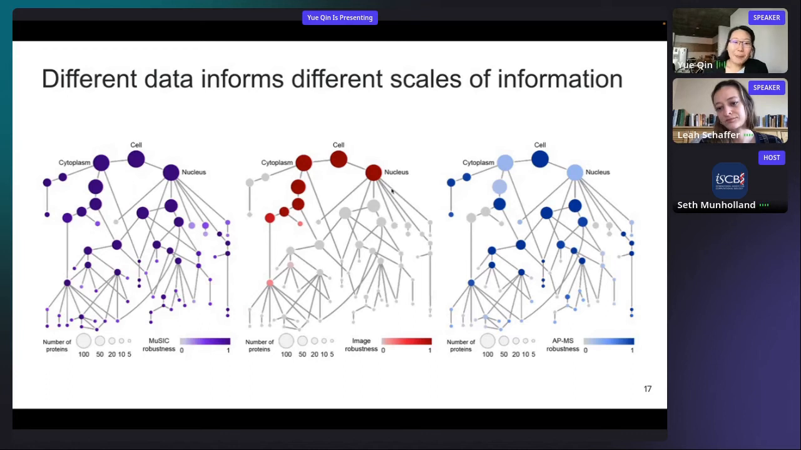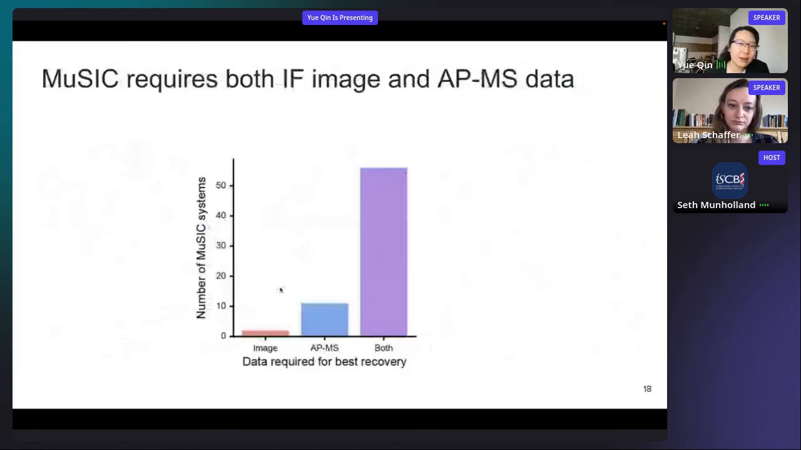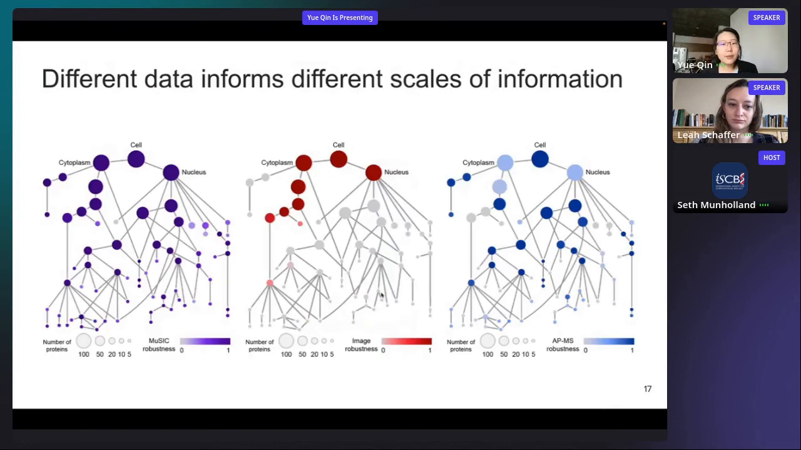Great question. So actually, if you look here, it not only provides the upper structure, but it actually goes down. And also note that you need both data types to best recover the systems. So even though the influence of the imaging dials down as you go lower, it does still provide information of which proteins should be grouped together.